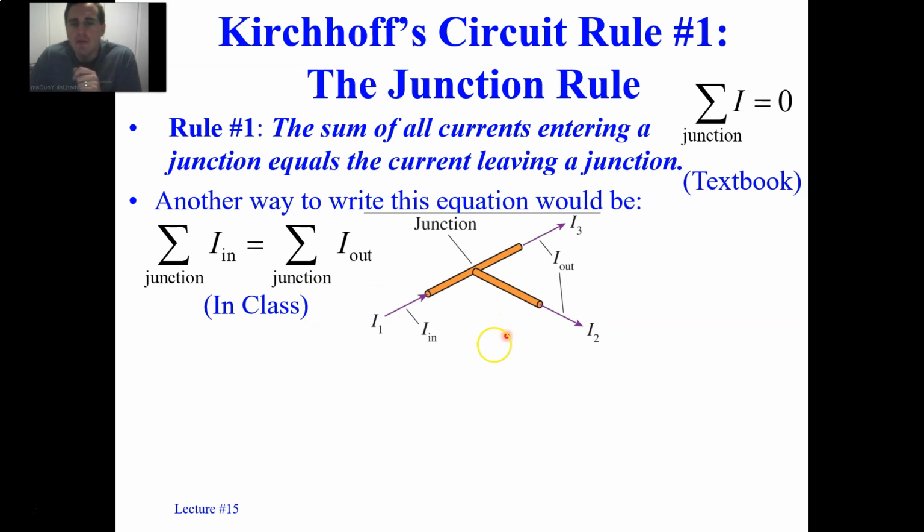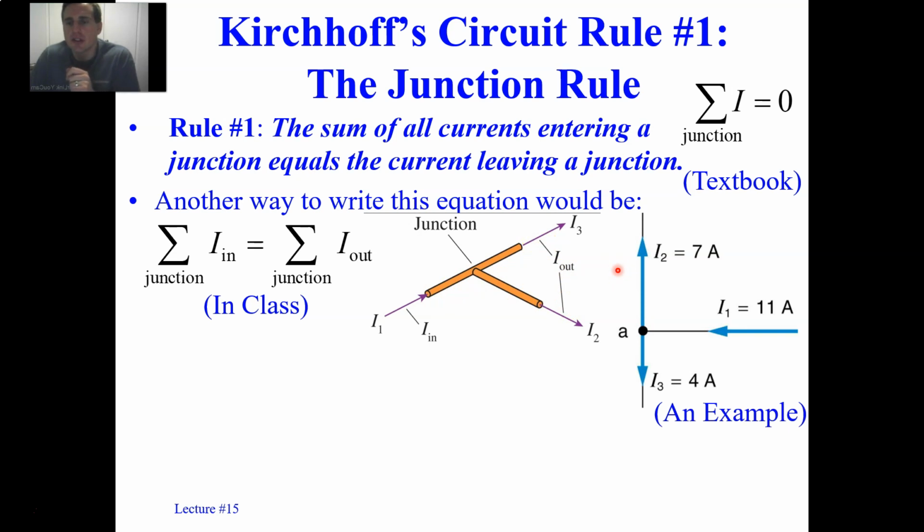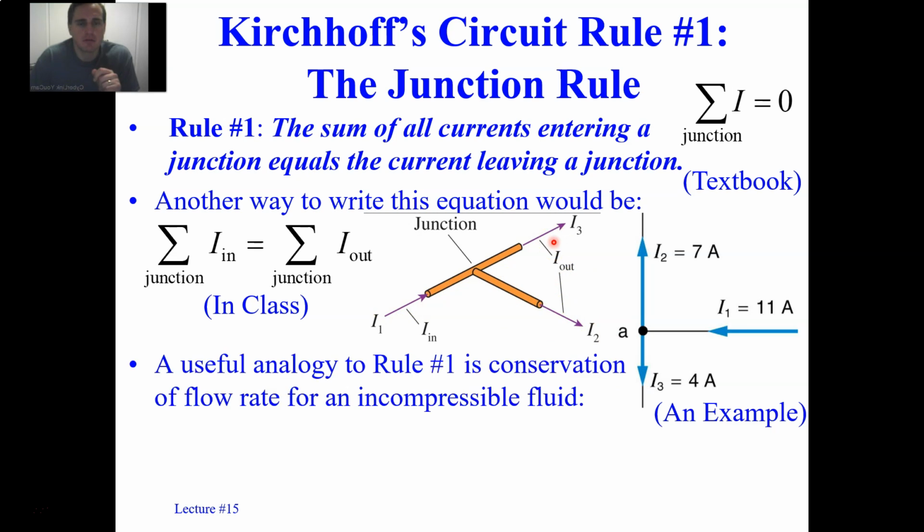So imagine you have a junction like so, where this is a conducting wire, and there's a junction point. If the current that goes in is I1, and the currents that go out are I2 and I3, you can just say that if I1 is, let's say, 11 amperes, and I2 is 7 amperes, then I3 would be 4 amperes, for example. So you could say I1 equals I2 plus I3.